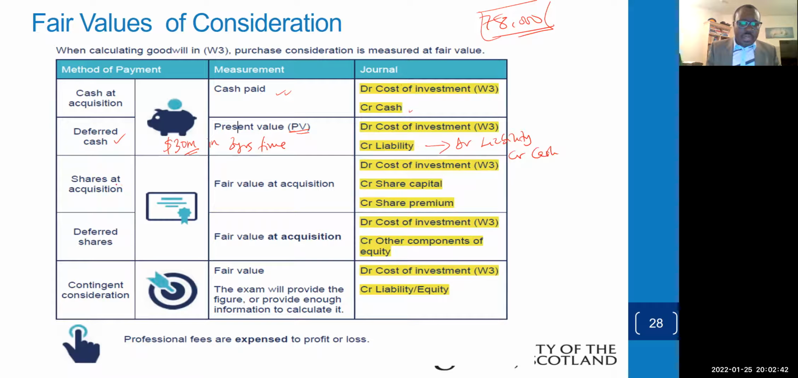Now we could also give you shares at acquisition. Instead of giving you cash, we'll give you shares. If the cost of the investment is 1 million, and the shares we are giving you are worth 900,000, then the remaining goes into, let's say, share premium. Same mechanics: debit the cost of investment, credit the share capital of the parent. It means the share capital of the parent increases.